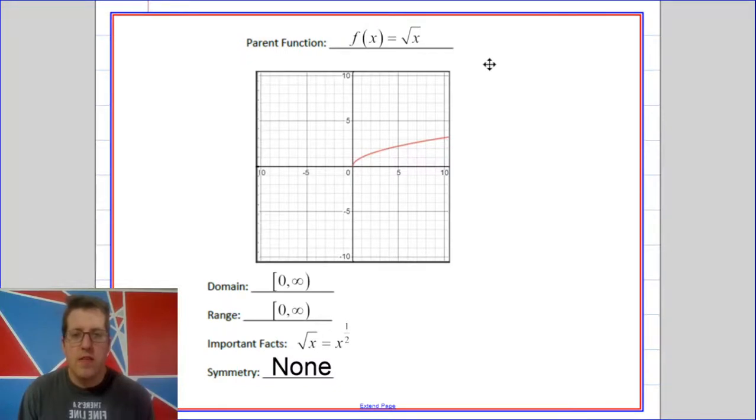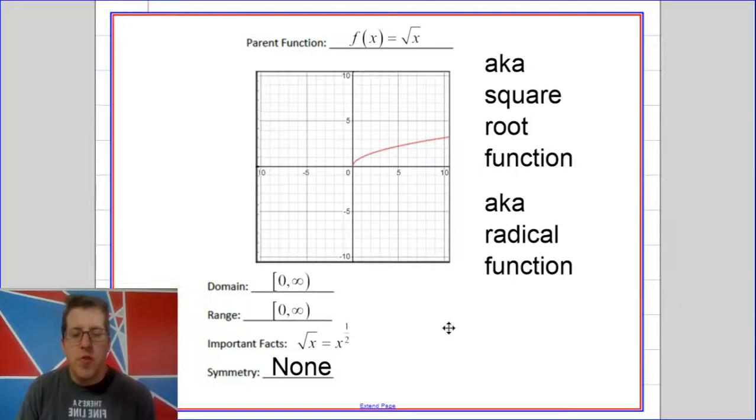Our second to last is the square root of x, where you find the output by taking the square root of the input. This is also known as a radical function. The domain is from 0 to infinity, because you can only take the square root of non-negative numbers, and the range is from 0 to infinity, because the only thing that you can get out of a square root is from 0 to infinity. An important fact is that a 1/2 power and the square root are the same thing, and this does not have any symmetry.